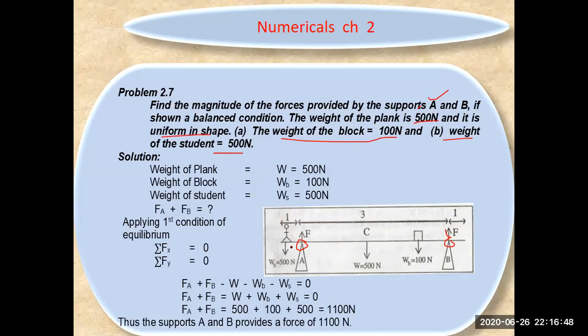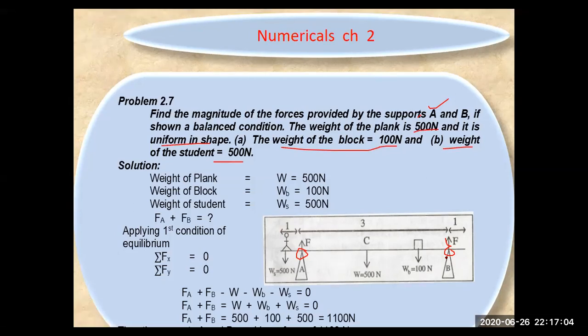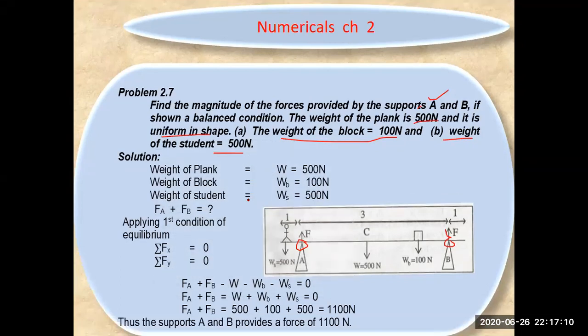You are asked to find the magnitude of the forces provided by A and B when these weights are acting downward. One is the 500 Newton, that is the weight of the plank. Here is the weight of the block, that is 100 Newton, and then this is the weight of the student, that is WS. How many weights are acting downward? This one is the student's weight, this one is the plank weight, and this one is the weight of the block. So what type of forces are provided by A and B? What will you do? These are the forces. Basically, this is force 1, this is 2, block, this is the student's weight.